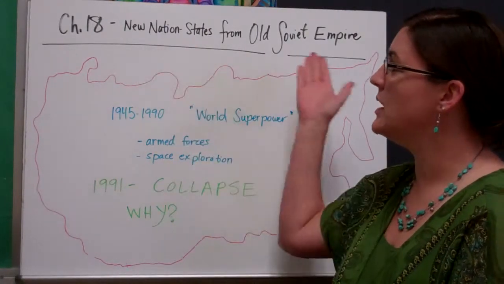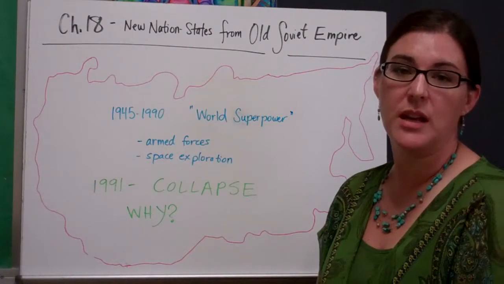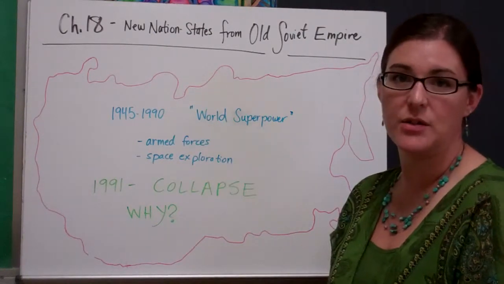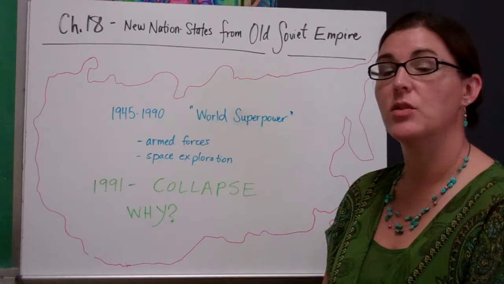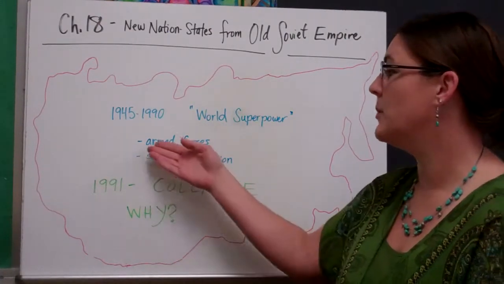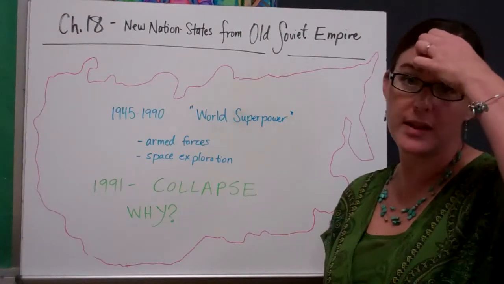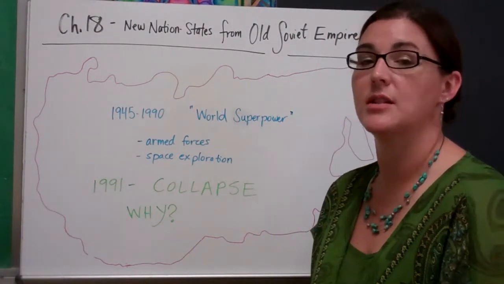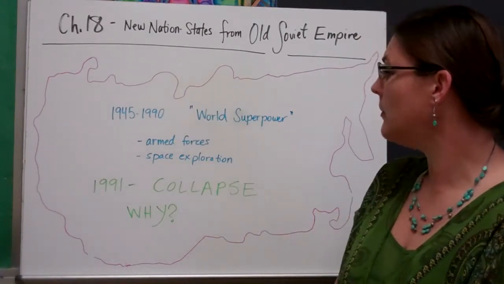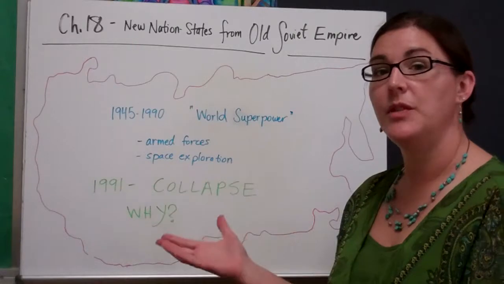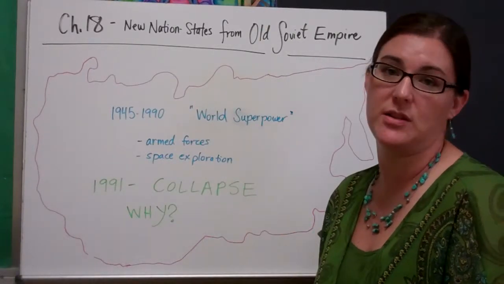So we're talking about new nation states from the old Soviet Union, and from 1945 to 1990, as you know, the Soviet Union was considered one of two world superpowers, and we know this because of both the arms race, the nuclear arms race, as well as the space exploration, which we discussed last year in the Cold War in Europe. But in 1991, the Soviet Union collapsed and became 15 separate independent nation states.